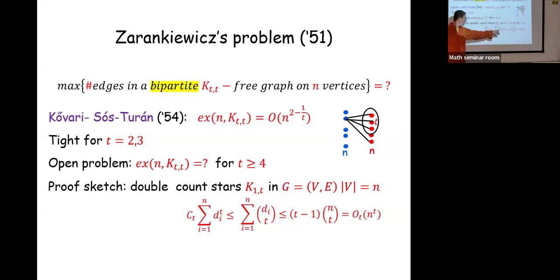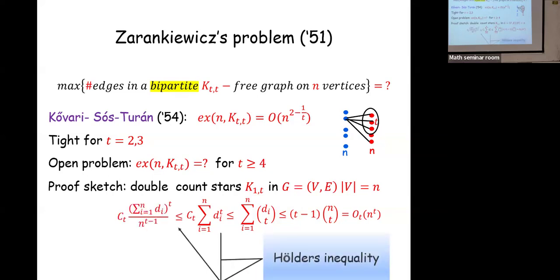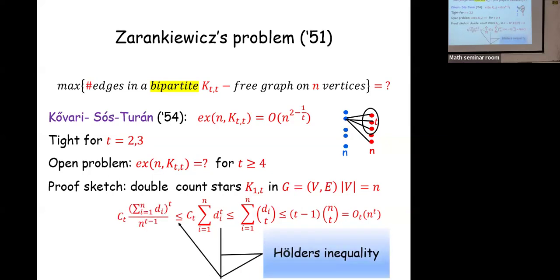Do you agree that I can say that this is some constant times di to the t? That's okay? Only this one, if t was 2, you would say let's use Cauchy-Schwarz inequality, unless di are small, except for small di's. Yeah, we don't have small di's. All the di's are at least t. So here I just use Hölder's inequality.